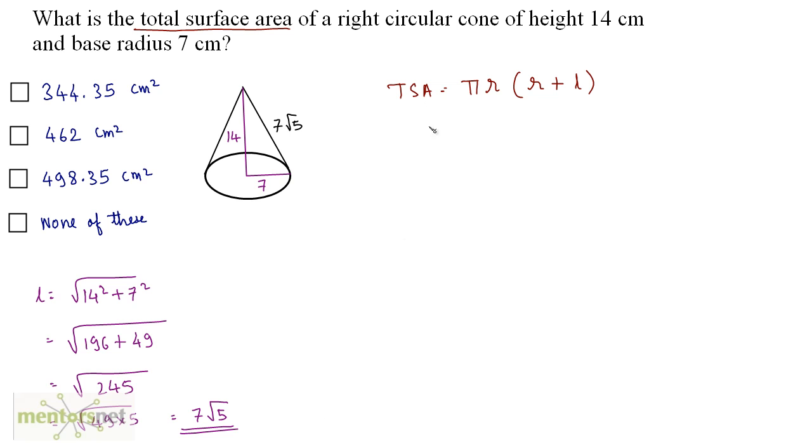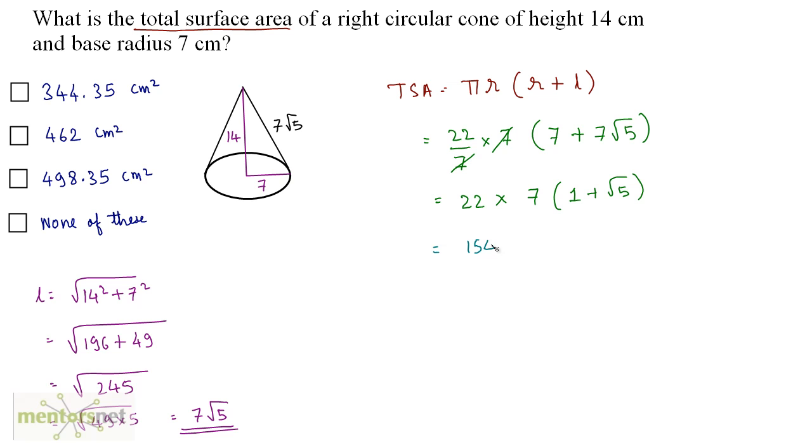So let us put all these values in the formula and get the total surface area. So this is equal to 22 by 7 times the radius, which is 7, times we have r again as 7 plus L, which is 7 root 5. This 7 and this 7 get cancelled out. We have 22 times, if I take 7 common from this term, I get 7 times 1 plus root 5. So we have 22 times 7, that is 154, times 1 plus root 5.